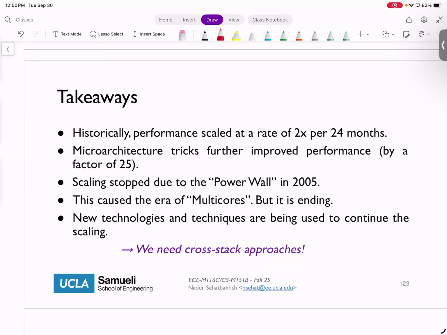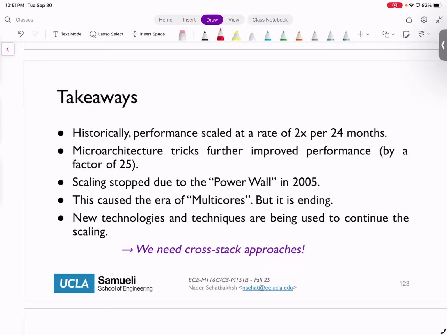Macro-architecture tricks and innovations and features, the majority of this course, was responsible for a 25x improvement in performance. And then we hit various different problems, including the power wall and dark silicon, but we managed to go beyond that. And then we introduced multi-core and GPUs and customizations to do that.